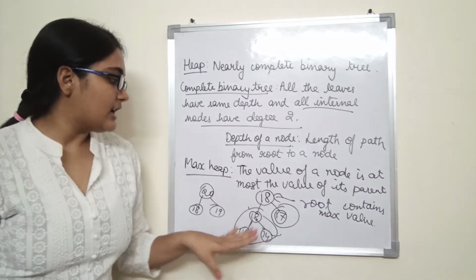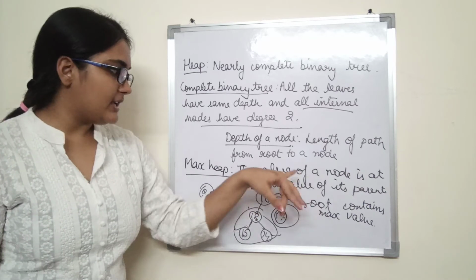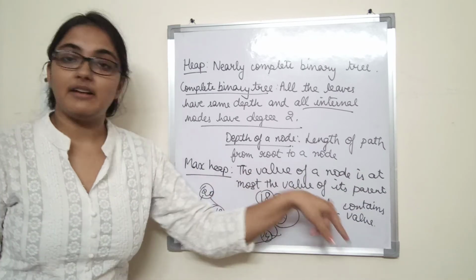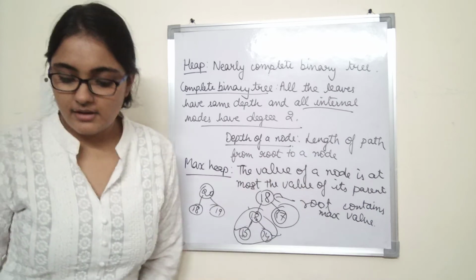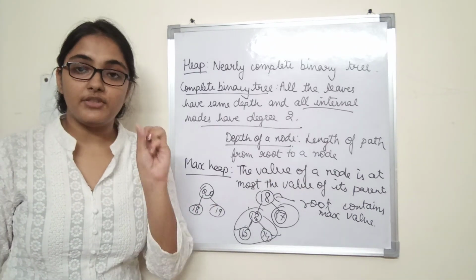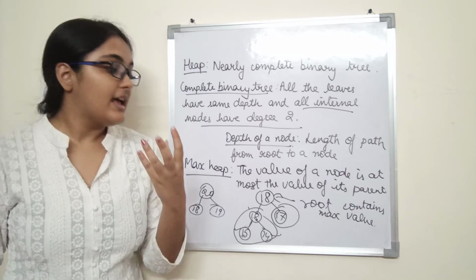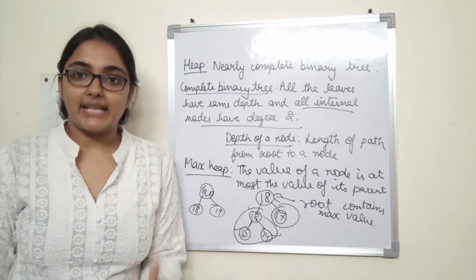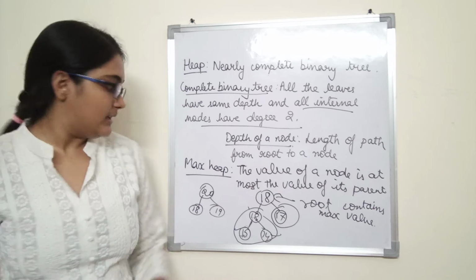Now that is max heap, and in case of min heap, the value of a node is at least the value of its parent. At least. So in that case, the value of the root is the minimum. That means the root contains the minimum valued element.